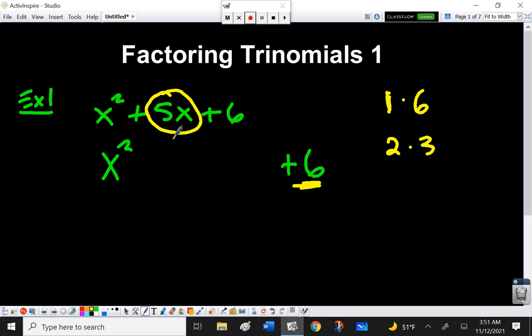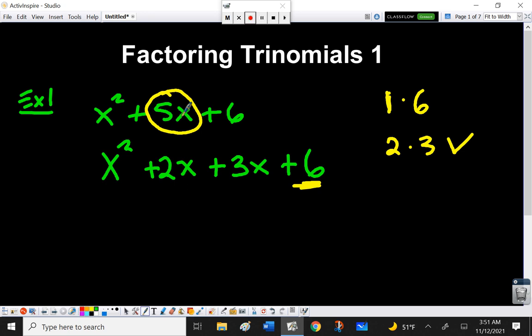So what we're going to do now, ladies and gentlemen, is take this 2 and 3 and write them in here. And you can put it in any order that you want to. Let me suggest this order. I'm going to suggest that you write it as plus 2x plus 3x. Because if we write 2x plus 3x, that will give us this 5x.